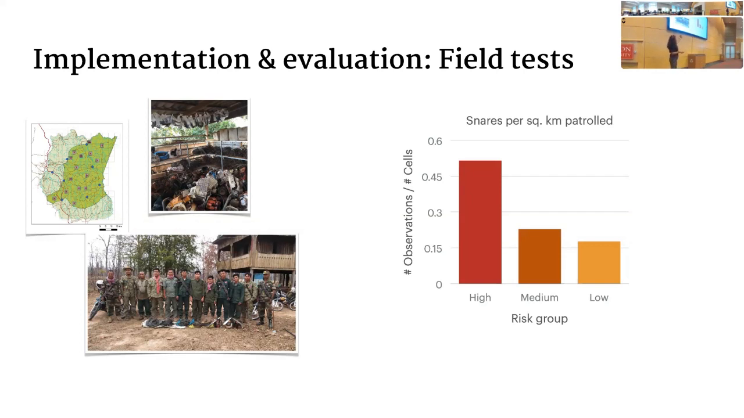And we have rangers patrol for a month at a time. So here's a few of the rangers with all the snares and 3 chainsaws that they removed from one 4-day patrol. And the results we got were that they have many more snares in the high risk regions than in the medium or low risk regions, which is really exciting to us.